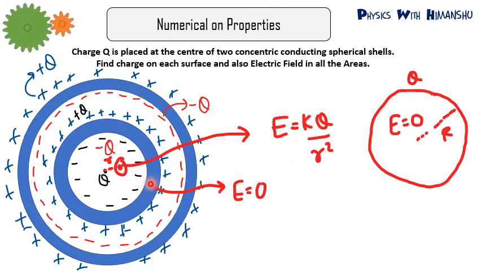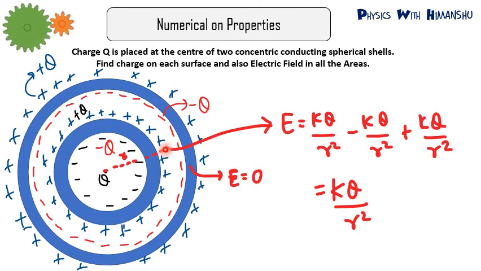Now at this point, see, this point is inside the metal. So the electric field at this point will be equal to 0 because this point becomes part of this metallic shell.